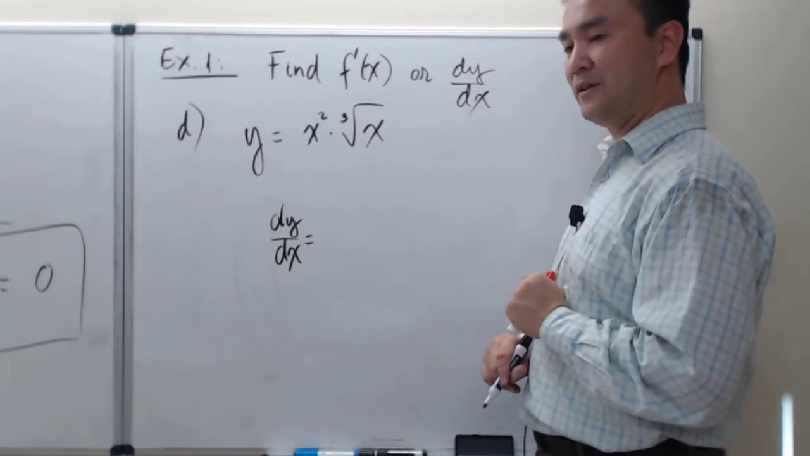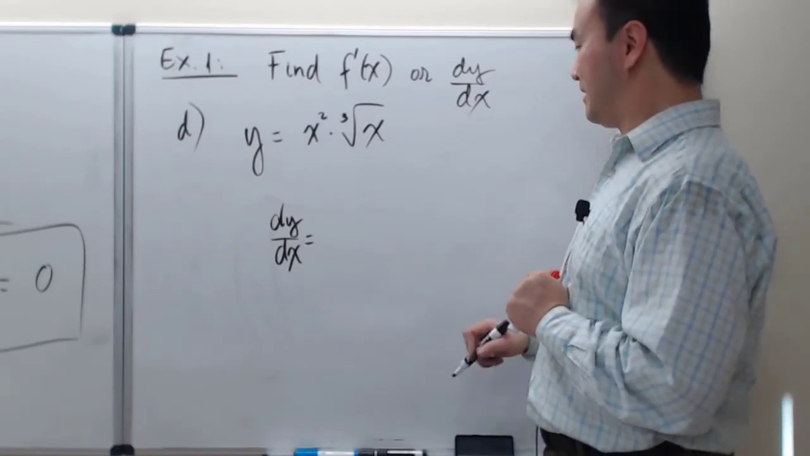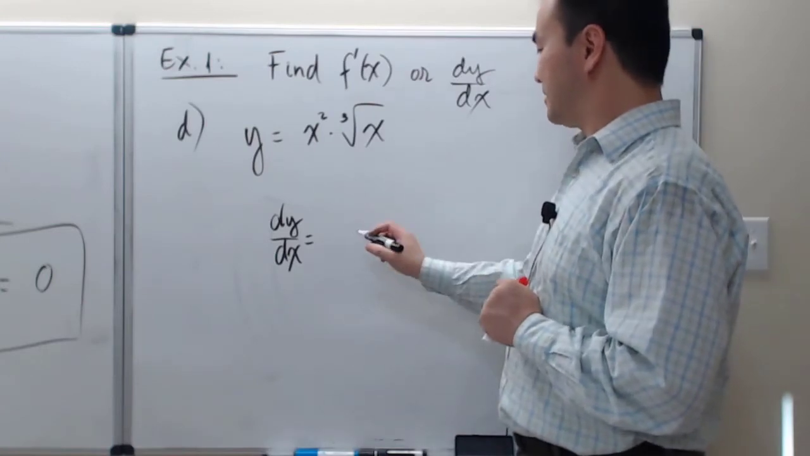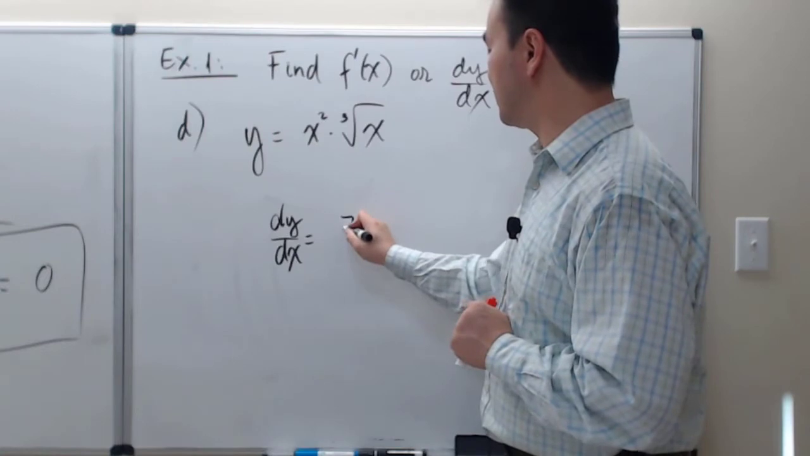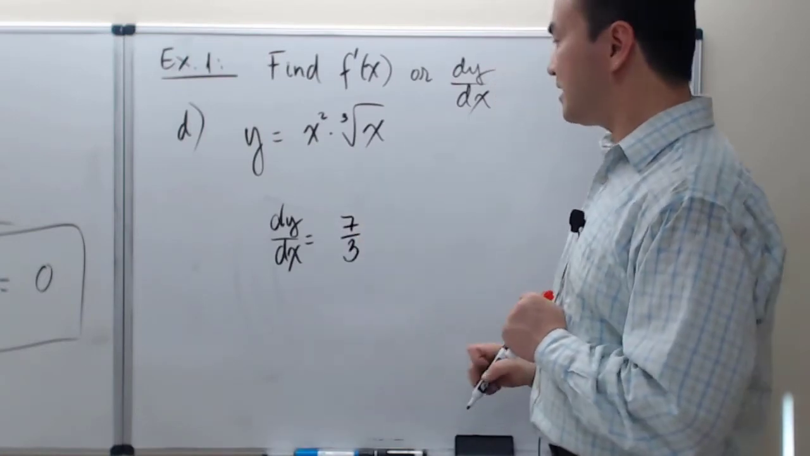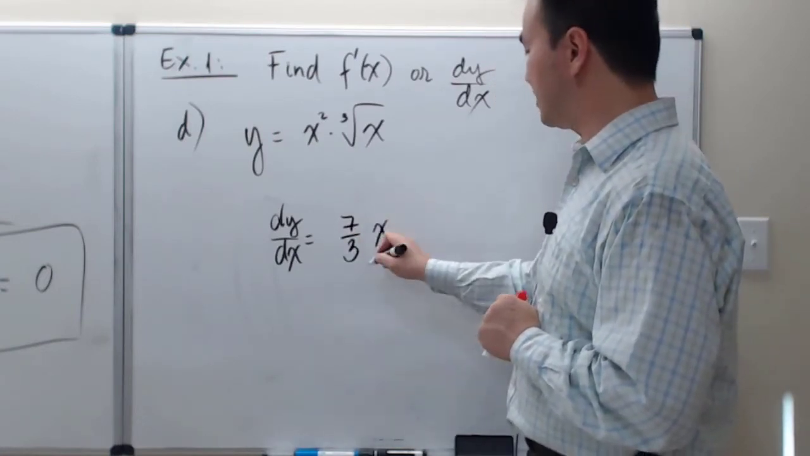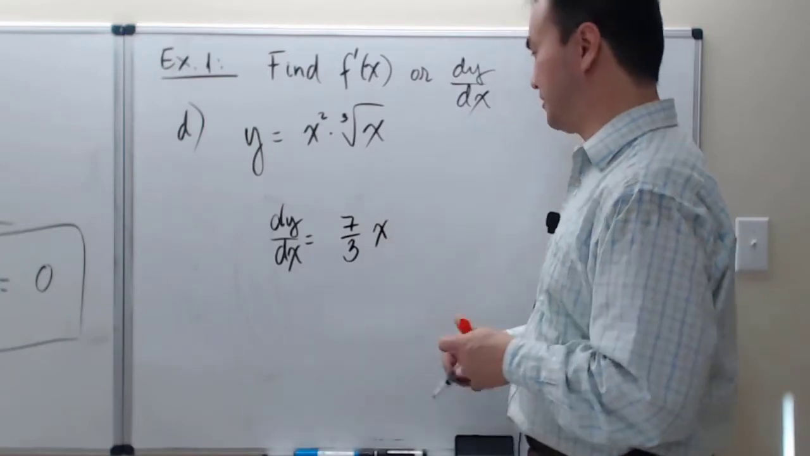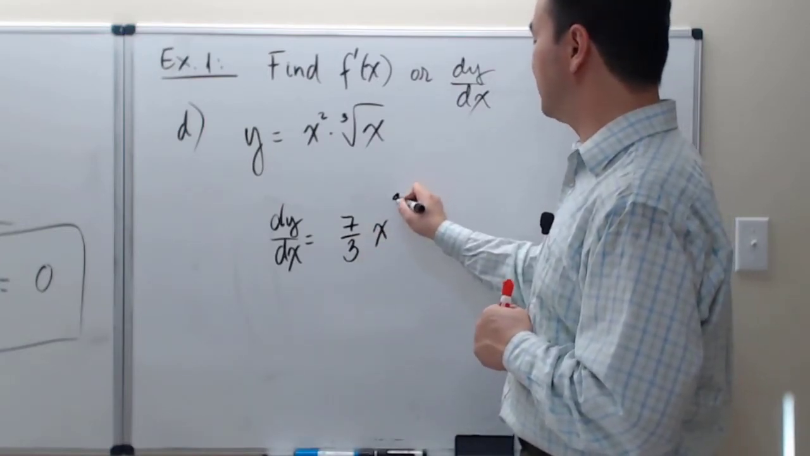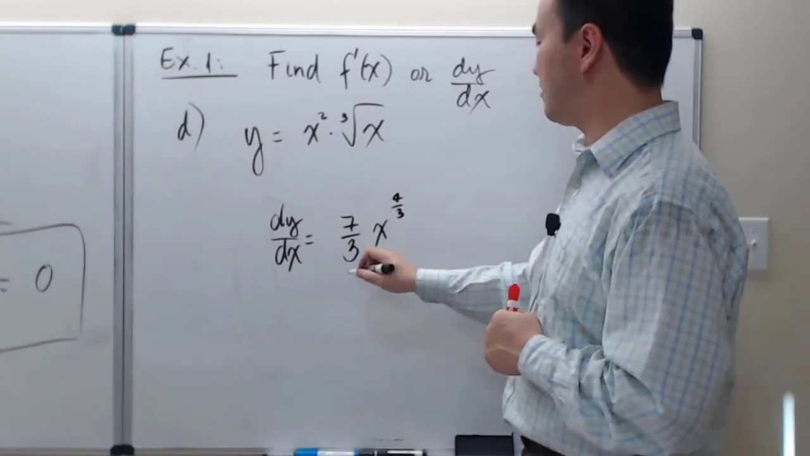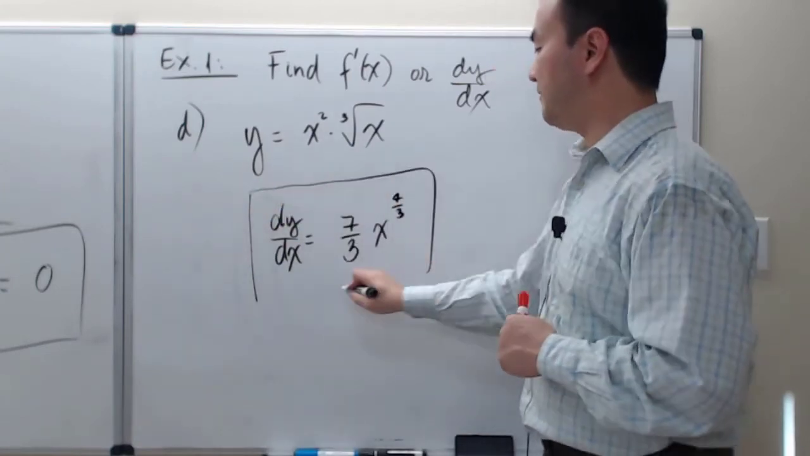All right, so hopefully you've had your own understanding a little bit, but the work here is going to give me, so this is 7/3 times x to the, and this is, I'm talking about the final answer. Okay, so 7/3 times x to the 4/3 power, and that should be your final answer.